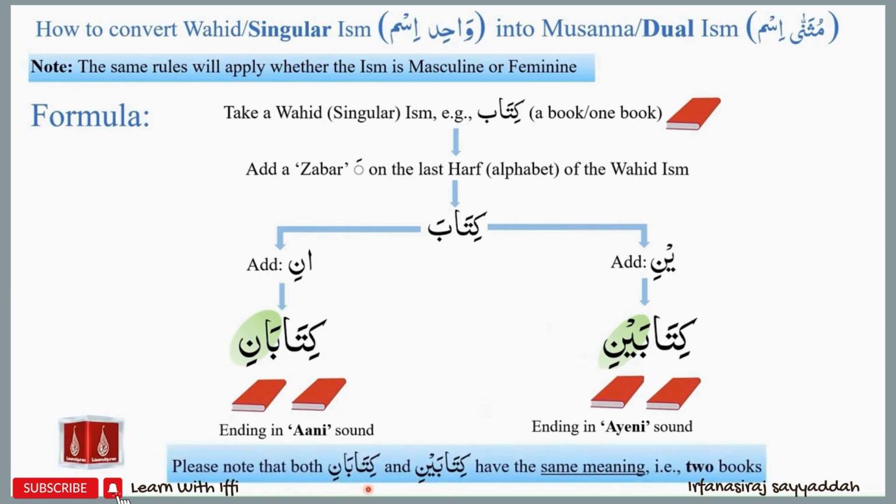Please note that both kitabani and kitabaini have the same meaning, that is, two books. So even though these words sound different, they have the same meaning. We will understand this further when we study I'rab in the upcoming sections, inshallah. For now, the most important thing to know is that we have to focus on the ending sound of these words in order for us to differentiate it from wahid ism. Once again, kitab is the wahid ism and its musanna will be either kitabani or kitabaini.